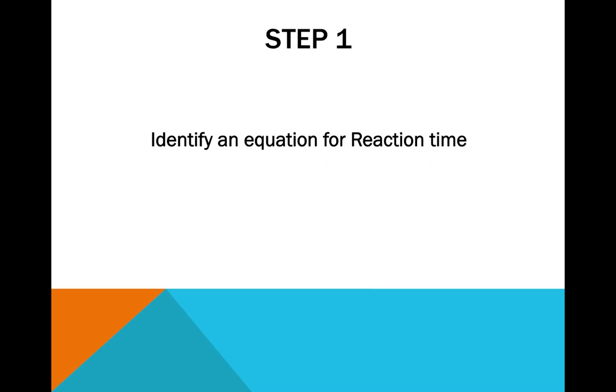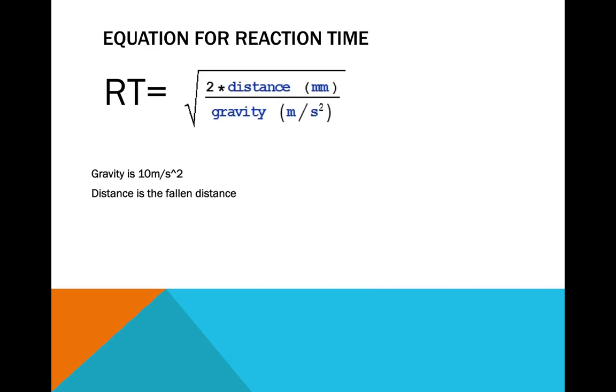The first step I did is identify an equation for the reaction time. What I did is just a reverse function of distance equals half of gravity times time squared. So RT equals this. The gravity I take is 10 millimeter per second squared, and the distance is the fallen distance.